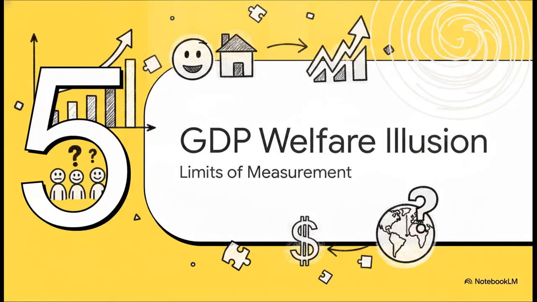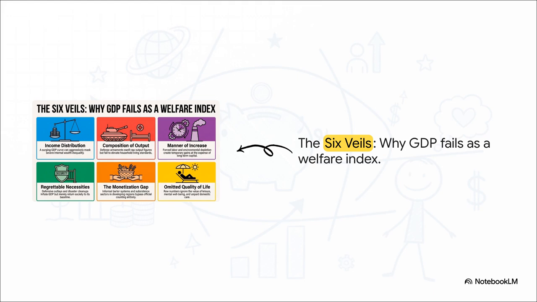Which brings us to our final section, Part 5, the GDP welfare illusion. Now, what's really interesting about this slide is, even if we correctly use real GDP, and even if we adjust it for population by looking at real per capita income, does a rising economic curve actually guarantee that everyday citizens have a better standard of living? Honestly, even if the numbers look fantastic on a chart, economists point to 6 specific veils that heavily obscure the truth behind a rising GDP curve. Let's lift those veils one by one.